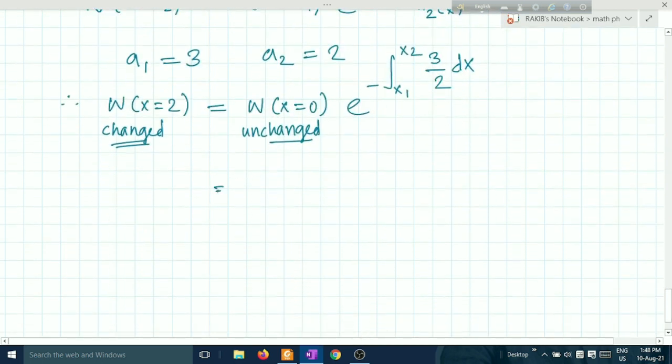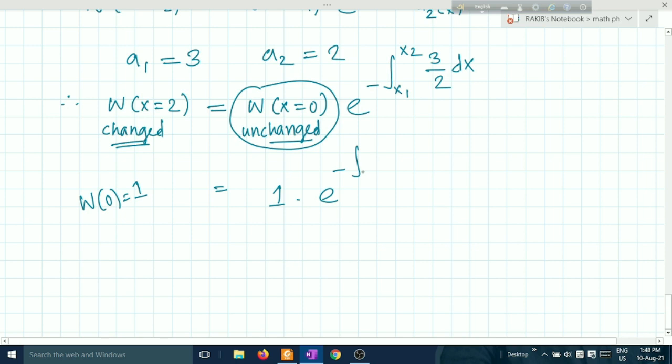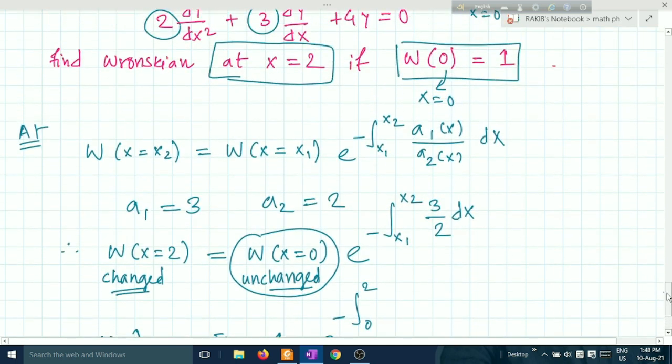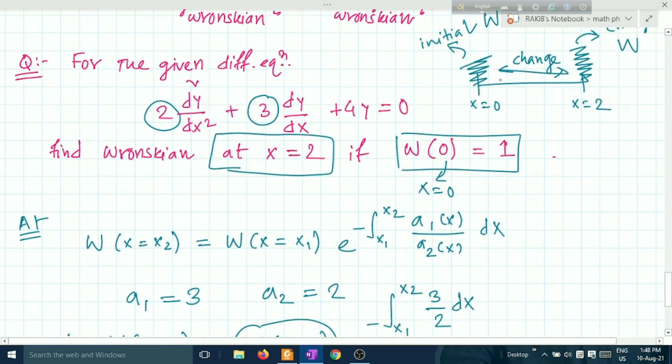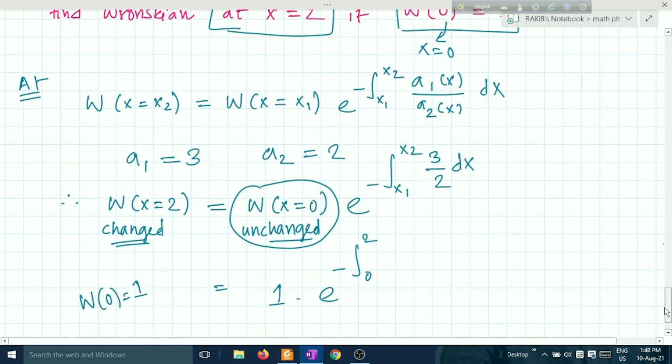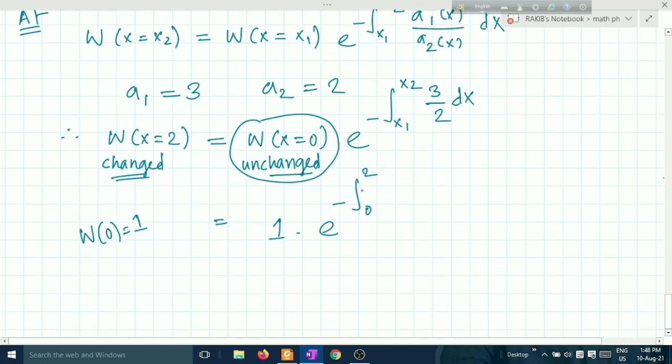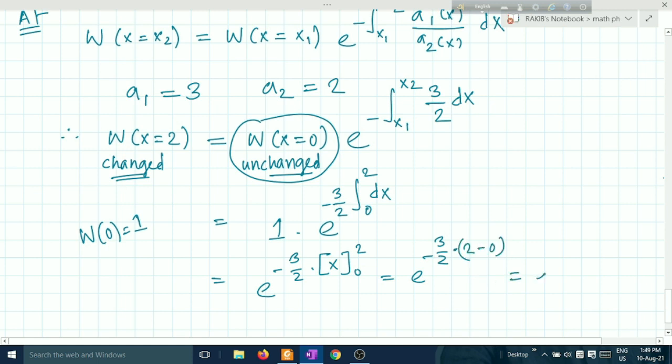It is given in the question that the Wronskian at 0 is equal to 1. Therefore here 1 times e to the power minus the integral. What is x1 here? x1 is 0, and x2 is 2, because in the graph you can see this is the limit: x equals 0 to x equals 2. There is a 3 by 2 term, I am taking it out, with the minus sign and dx. This means e to the power minus 3 by 2 times x, and you put the limits: e to the power minus 3 by 2 times 2 minus 0. This will become e to the power minus 3.